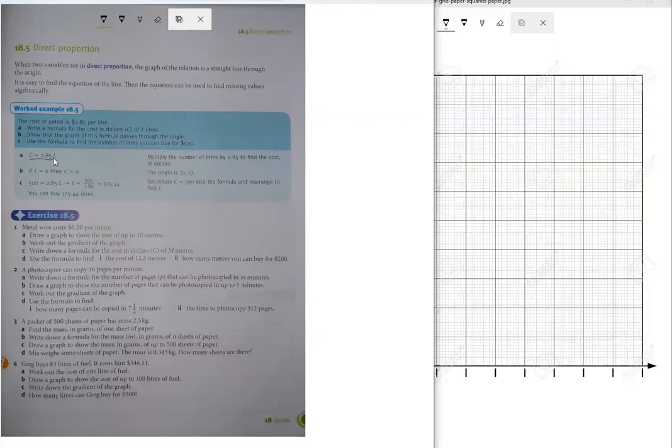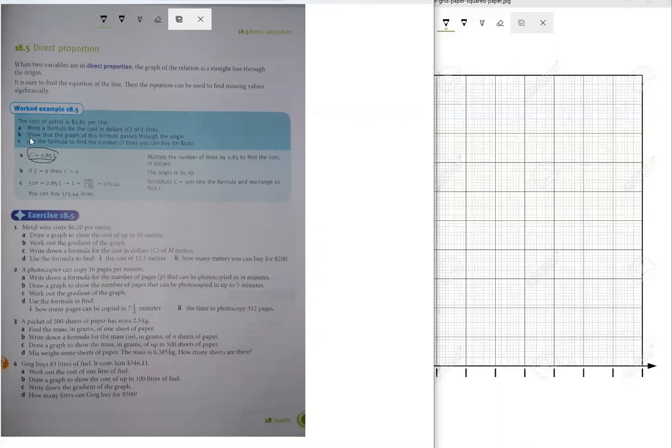Let's say if you buy 1 liter, that means you will have to multiply 2.85 with 1. That's why you get the cost as 2.85. If you buy 2 liters, that means you replace the L with 2, then times 2.85, then you get the answer for the total cost. So this is what the question asked for. They ask you to write a formula. That is the formula. Okay.